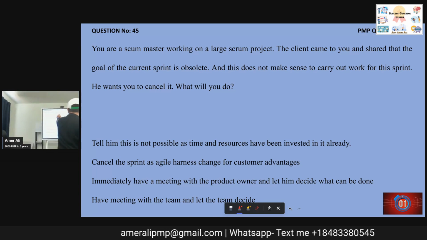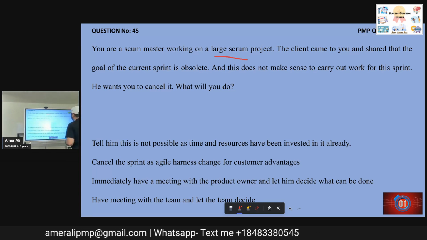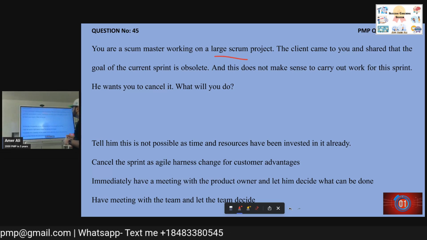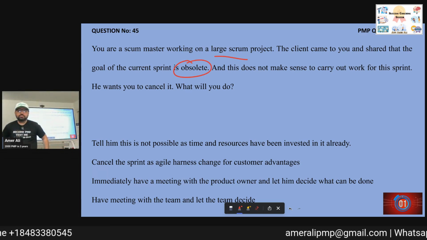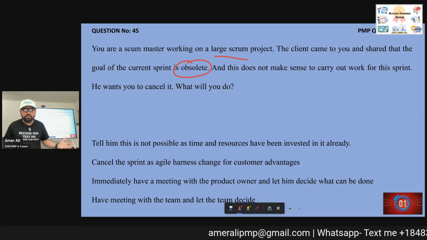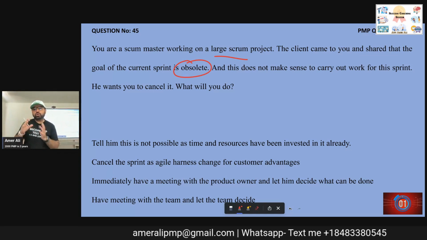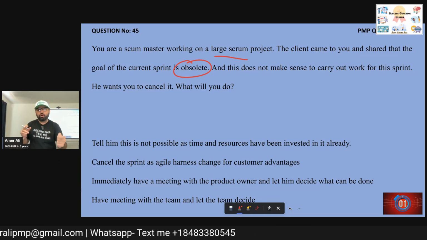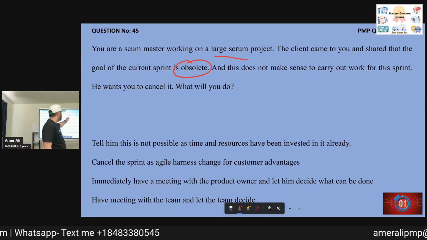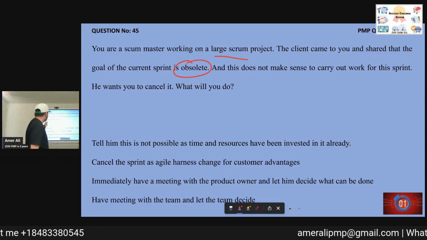Okay, you are a Scrum Master working on a large Scrum project. The client came to you and shared that the goal is obsolete. Now, this is a very critical part. Many times people say, what will we do? Respond to a change over following a plan. And this does not make sense to carry out. He wants you to cancel it.